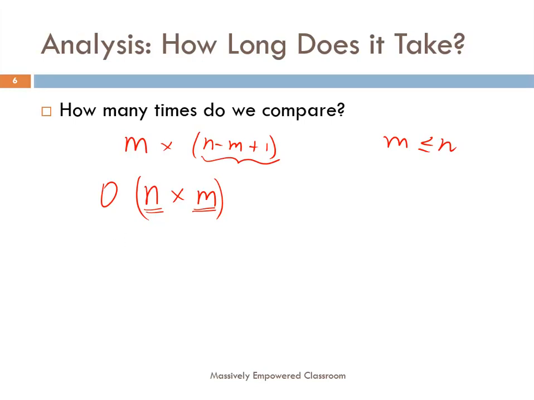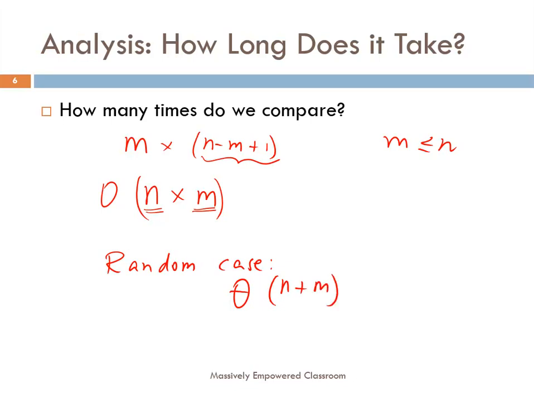So on average, the performance may be much better. In fact, you can show that for random texts and random keys, the average case for this algorithm is just theta of n plus m, not n into m.